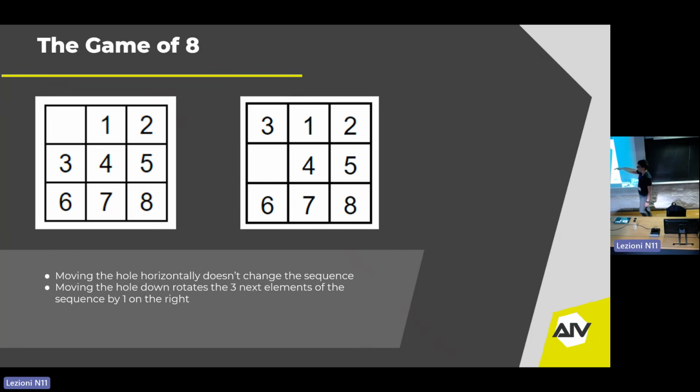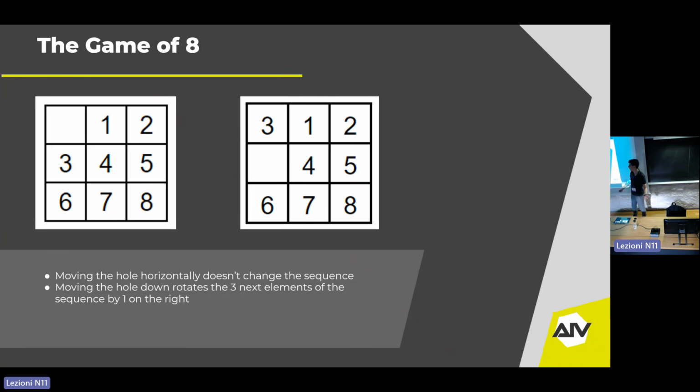When we move the hole down, so we went from the board on the left side to the board on the right side, what happened? If you look carefully, what happened is that we rotated the sequence that goes from the previous position of the hole to the next position of the hole to the left by 1. Do you agree with this statement?